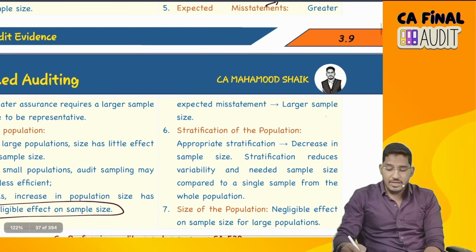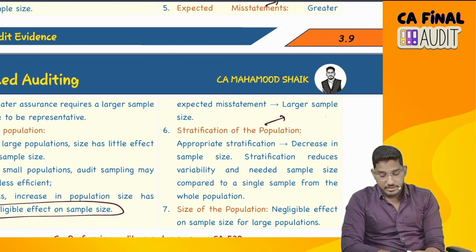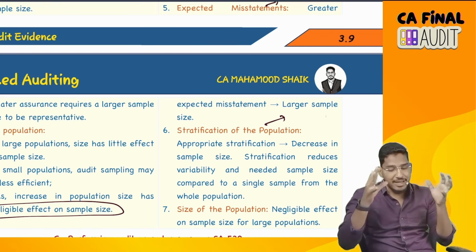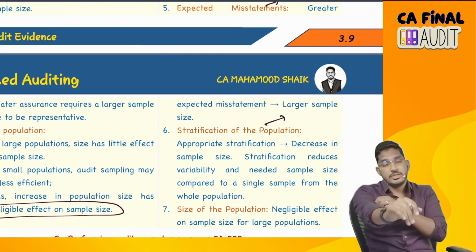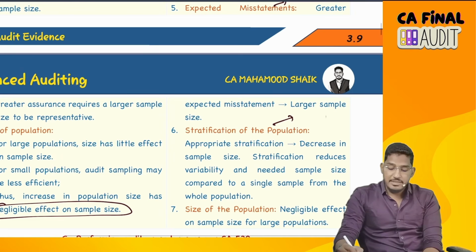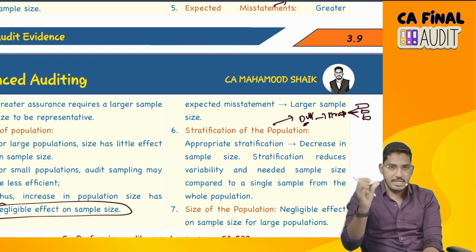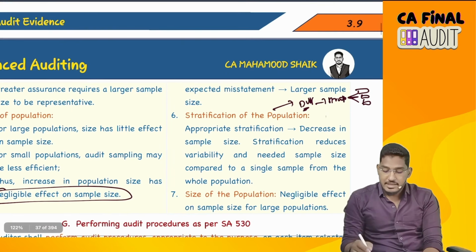Next, it also depends on stratification. Stratification means what? Bifurcation, different characteristics. That means if you are able to bifurcate the population into subpopulations, the sample size will be lower. For example, if the population has different characteristics and you are able to stratify, to divide that entire population into subpopulations, now from each subpopulation you can easily select small samples. So what they say here is, appropriate stratification decreases the sample size.